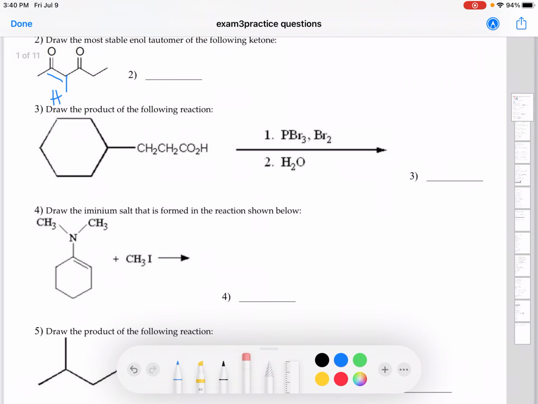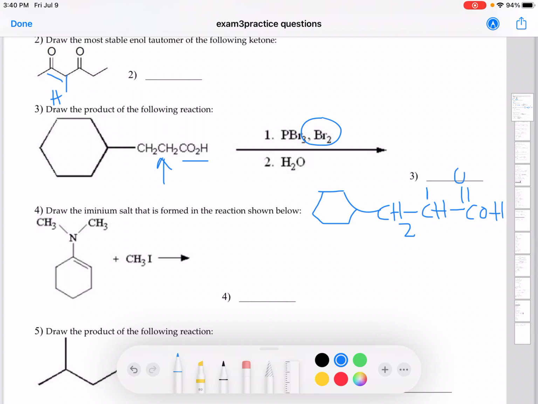So this one, I think the name of this reaction is the HVZ reaction, where when you have a carboxylic group and you have an alpha hydrogen, that can be replaced by bromine. So this is in our lecture notes. So you will get this product, CH2, and then the alpha carbon having alpha hydrogens, and this is COOH. One of the hydrogens will be replaced by bromine.